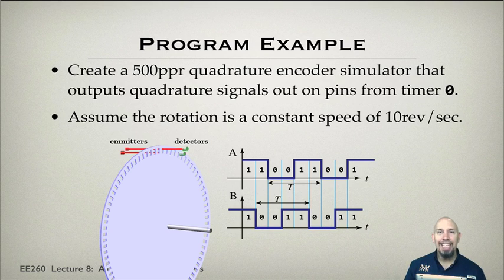Okay, so we're going to assume the rotation is a constant speed of 10 revolutions per second. So each second this thing is spinning 10 times, which is pretty fast.